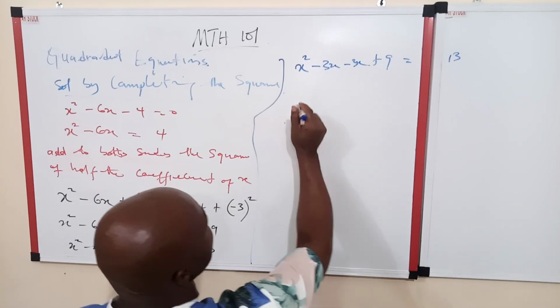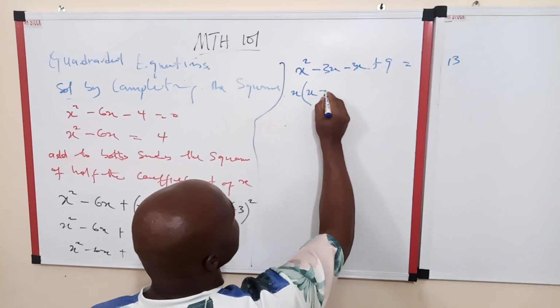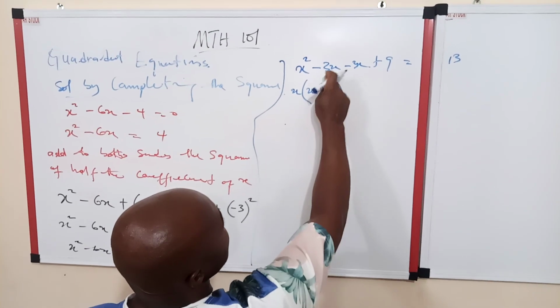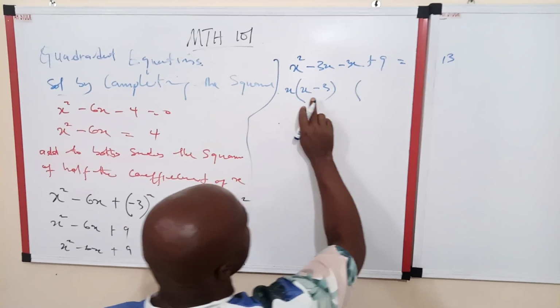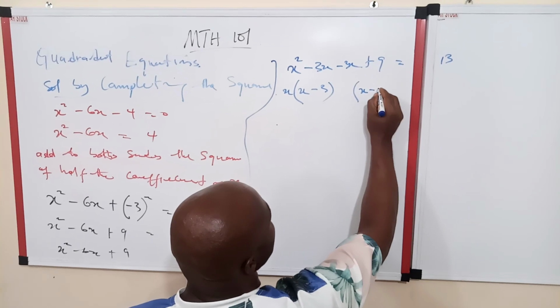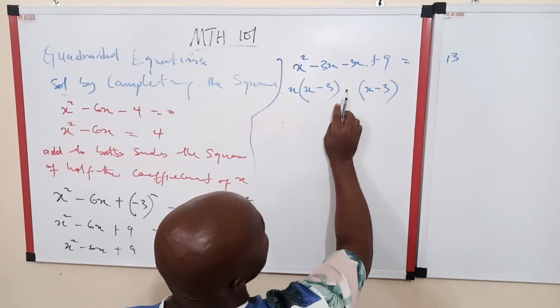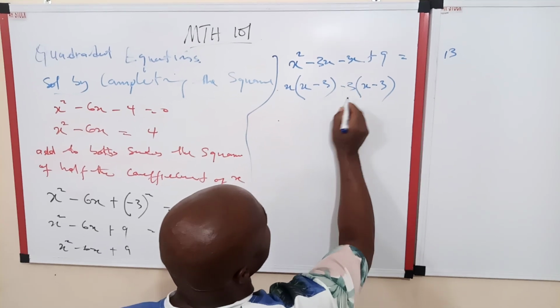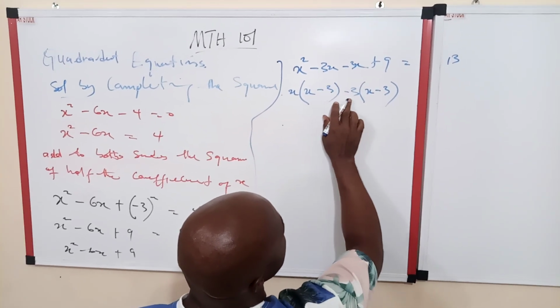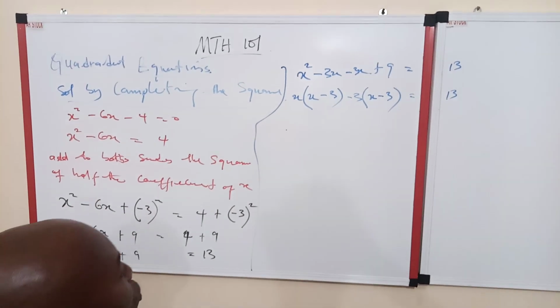So from here, we just factorize it. x, as we did in the first case, x minus 3. When you open this bracket, you get this. And we said what we are going to have here will be the same thing here. So this, we are going to have x minus 3. What is it that we are going to write here so that we will have negative 3? When you multiply this, you get this. When you multiply this, you get this. All equal to 13. That is what you're going to have.